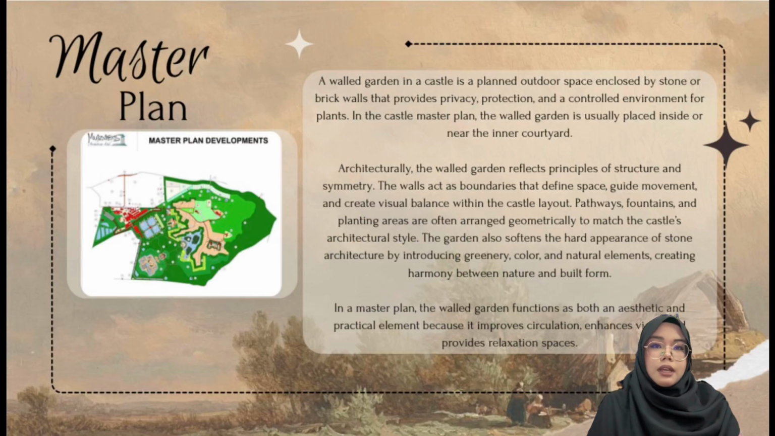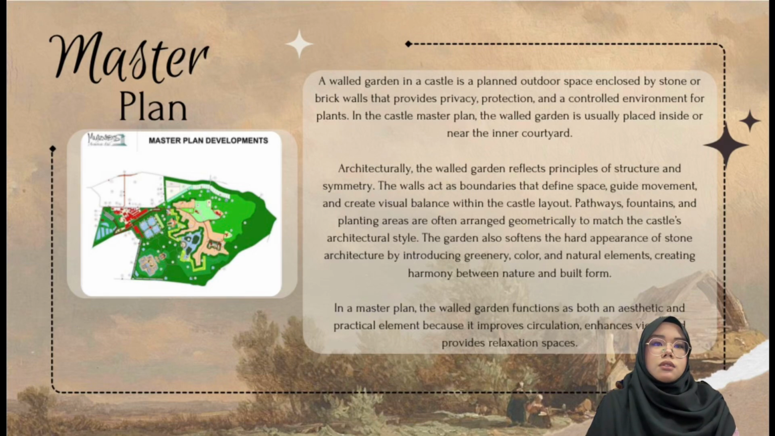For the master plan, a walled garden in a castle is a planned outdoor space enclosed by stone or brick walls that provide privacy, protection, and a controlled environment. In the castle master plan, the walled garden is usually placed inside or near the inner courtyard. The walled garden reflects principles of structure and symmetry. The walls act as boundaries that define space, guide movement, and create visual balance within the castle layout.